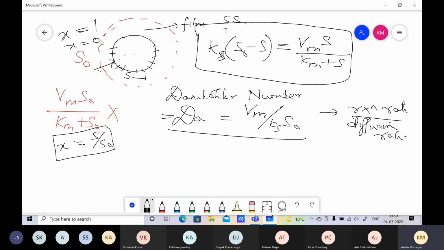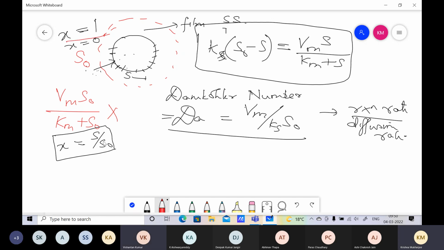When is X 1 and when is X 0? What does it mean when X is 1? What about the Damköhler number when X is 1 and when X is 0? So when the conversion is complete, what does it mean when X is 1?